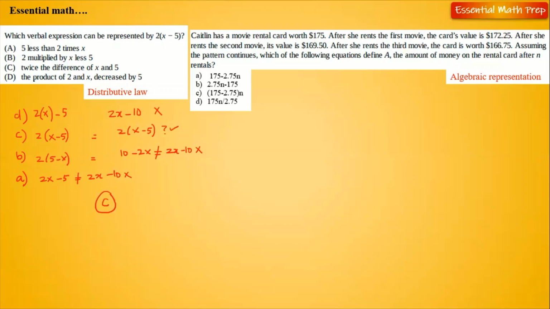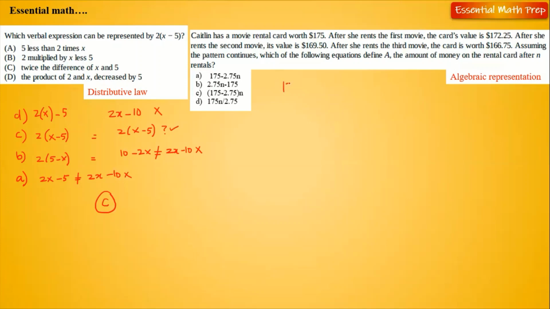Caitlin has a movie rental card worth $175. After she rents the first movie, the card's value is $172.25. After she rents the second movie, its value is $169.5. After she rents the third movie, the card is $166.75. Assuming the pattern continues, which of the following equations define A, the amount of money on the rental card after n rentals? So if you notice, there's definitely a lot of ways to do it.